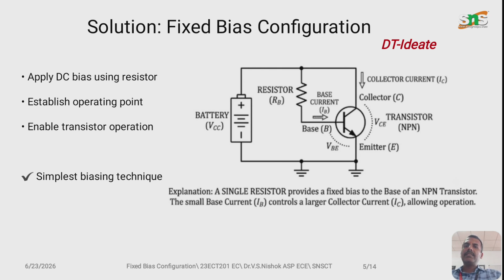Here we can see the biasing is provided by the base current IB through the DC supply to the transistor. That is the current from the DC supply, we are providing it to the base terminal of the BJT transistor. So it will establish the proper operating point. This enables the proper transistor operation. So this fixed bias configuration is the simplest biasing technique.